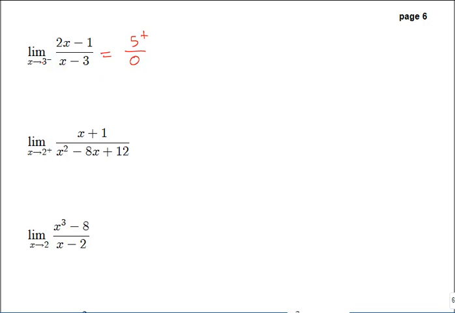If we're coming from the left side of 3, something smaller than 3, that might be something like 2.99, and if I plug in 2.99 and subtract 3 from it, that's going to give me a negative answer. So a constant divided by 0 goes to infinity, but a positive divided by a negative means this is going to be negative infinity.